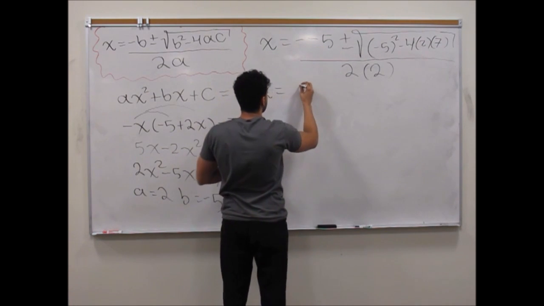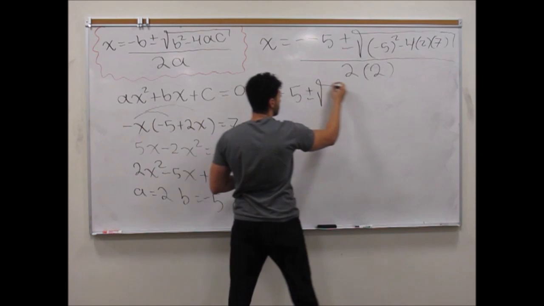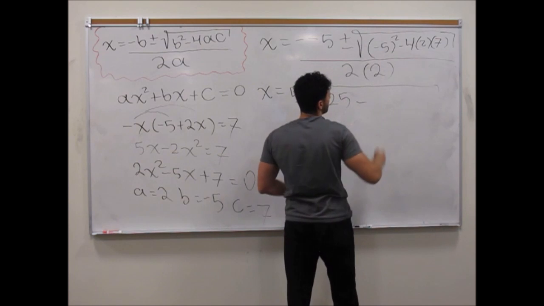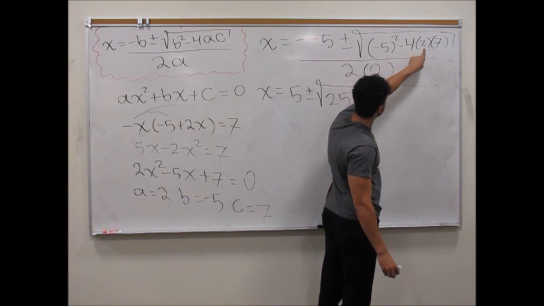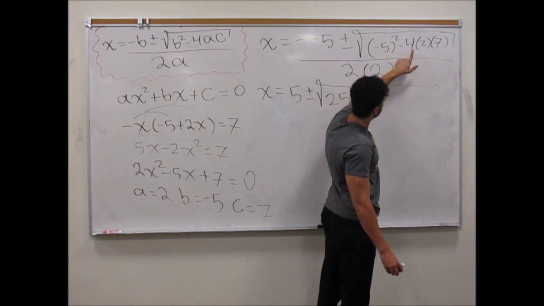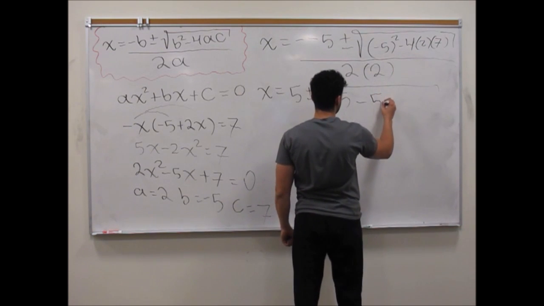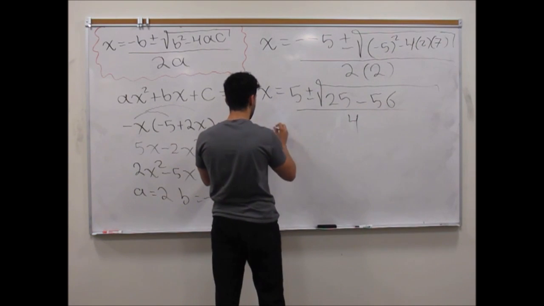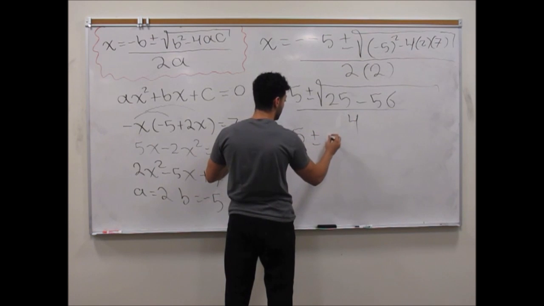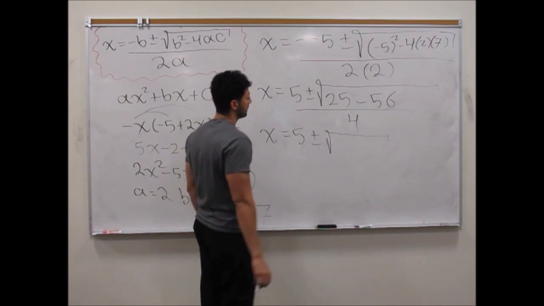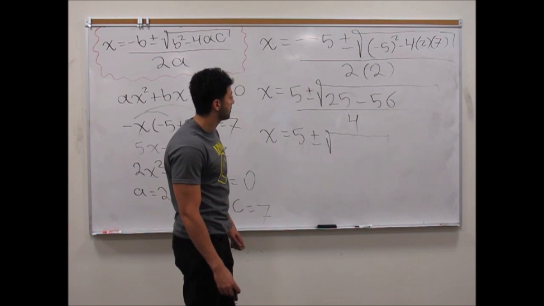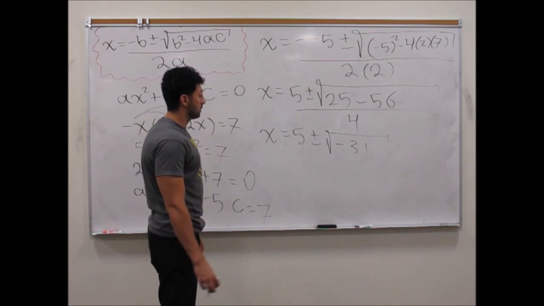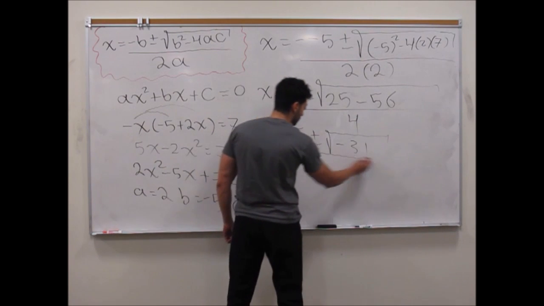Two negatives make a positive. That's 25. That's a negative. So then here you get 2 times 4 is 8, and 8 times 7 is 56. And this is all over 4. So then you get that x is equal to 5 plus or minus the square root of, that looks like 31 or something ugly, like negative 31. It's ugly. So then that's all over 4.